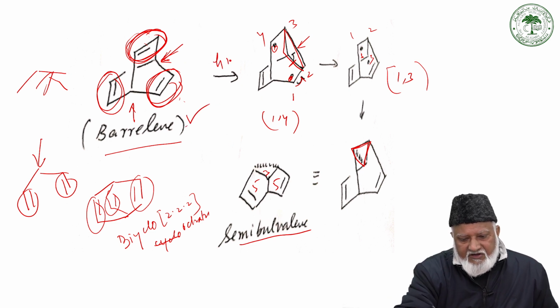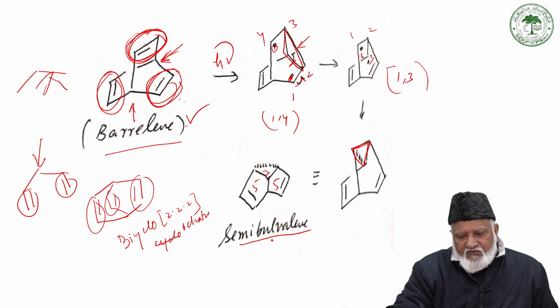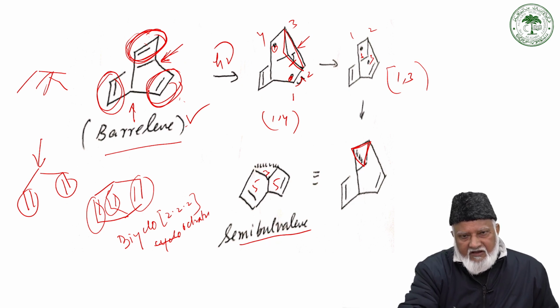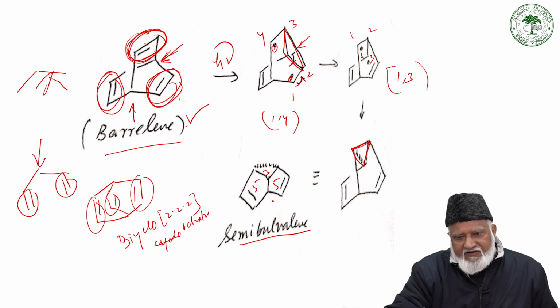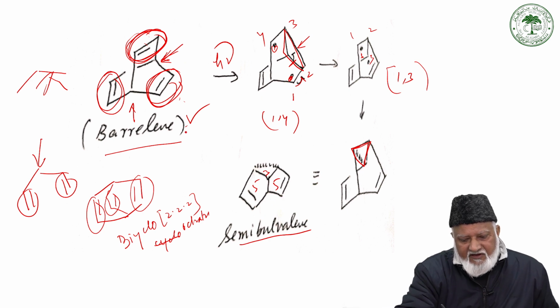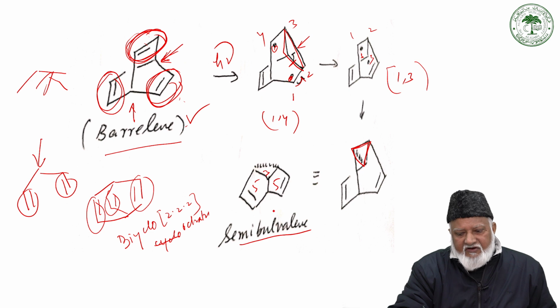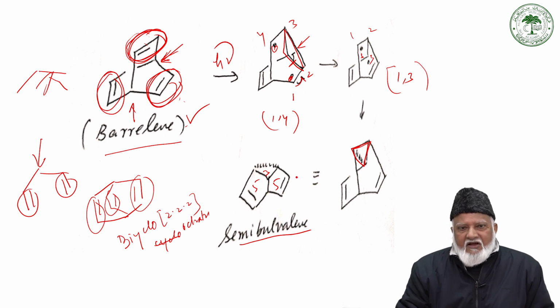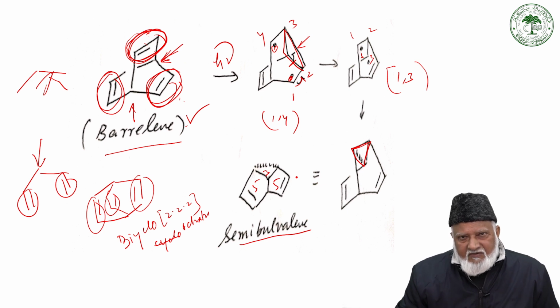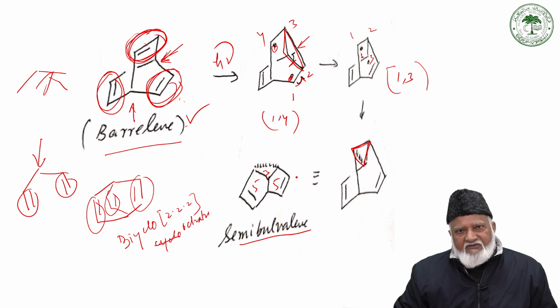Barrelene under photolytic conditions gives rise to semibullvalene, a bicyclic system giving rise to a tricyclic system. The bicyclic system has given two five-membered rings and a one-three ring system. So this is again a very good example of di-pi-methane rearrangement, because we have seen from open chain to give monocyclic cyclopropane.